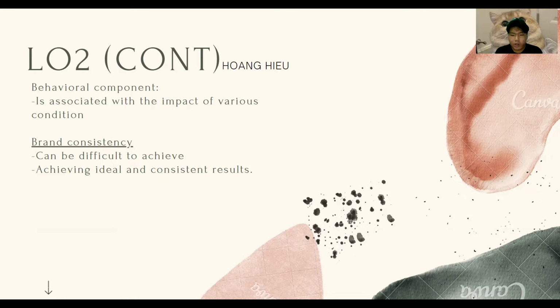Intention is a behavioral component of customer attitudes. The behavioral component of attitude is associated with the impact of various conditions or situations that lead to the person's behavior based on cognitive and affective components. Two research models demonstrate the relationship between the intention to purchase and actual purchase and consumption.